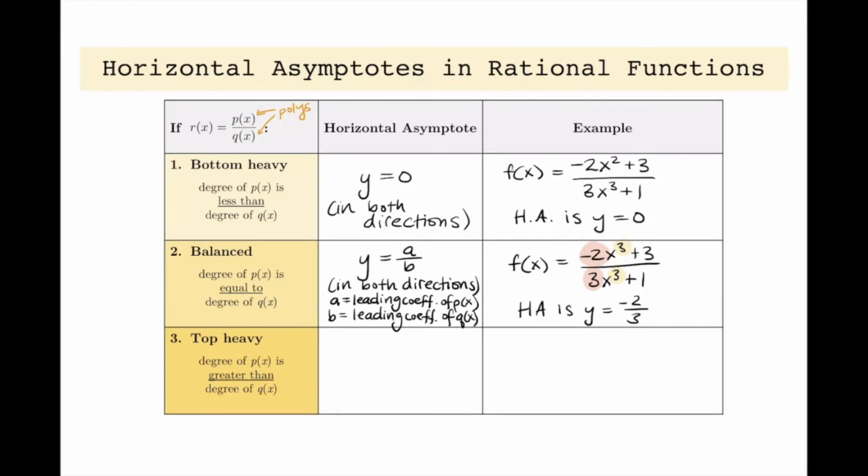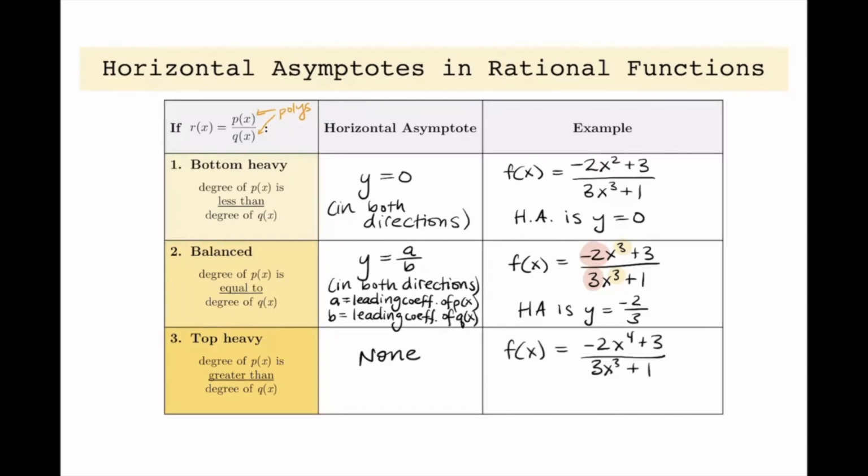In the third situation, where the function is top-heavy, this will have no horizontal asymptote. If the degree in the numerator is greater than that in the denominator, this makes the whole function get very large if you plug in very large x values.